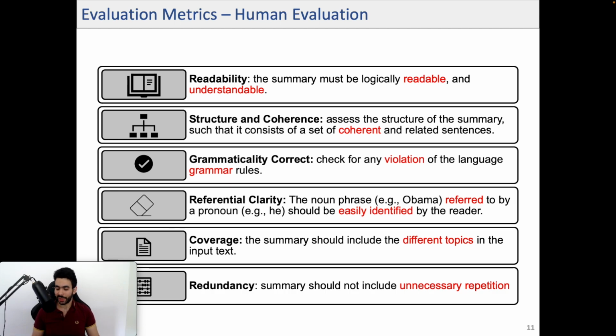Coverage: yes, we are talking about a lossy approach, but it should, as much as it can, cover the different topics in the input text. And with respect to redundancy, it should not include any unnecessary repetition, because in that case it's not concise anymore. It's not bringing the perspective anymore. Usually, one of the approaches was a qualitative evaluation from 1 to 5 for each and every point, from 1 being strongly agree to 5 being strongly disagree. And that is used to score the aforementioned quality metrics.